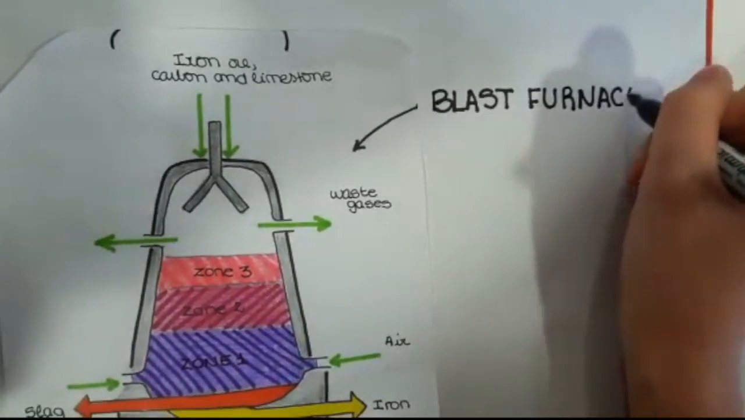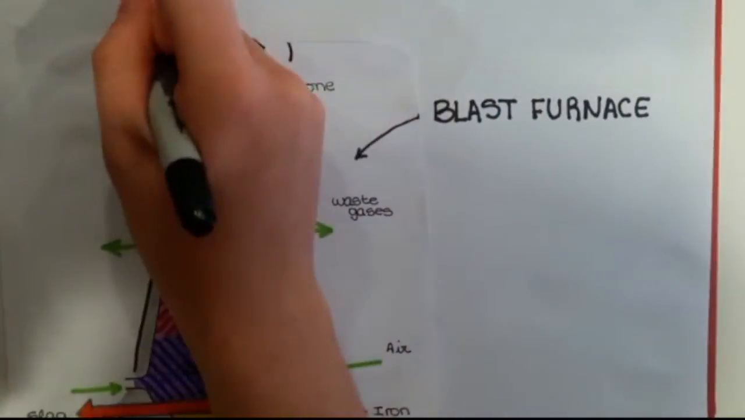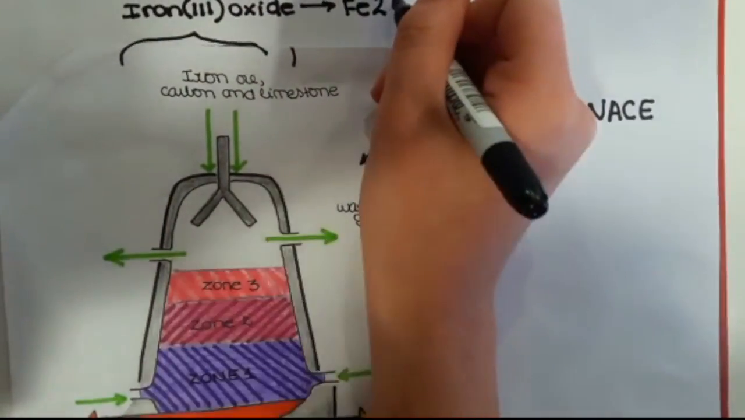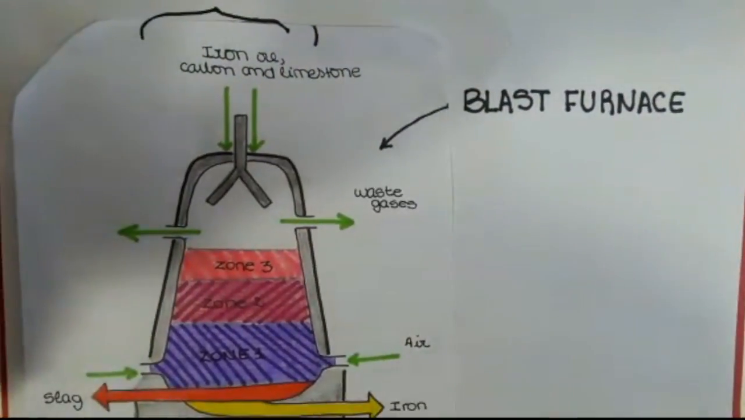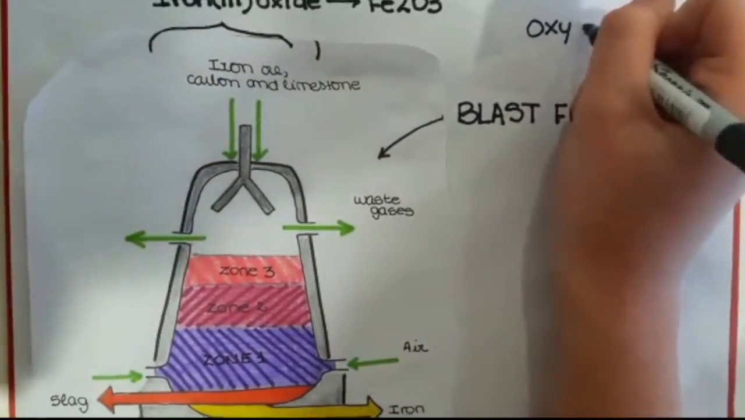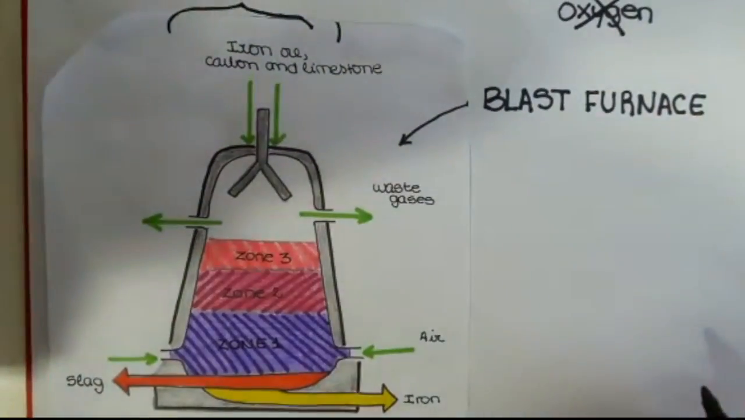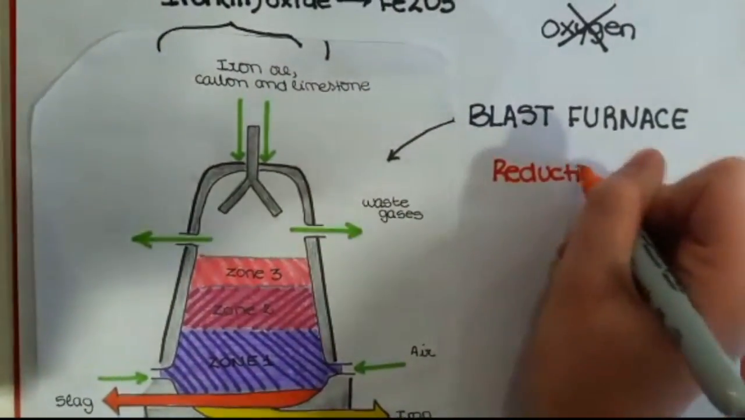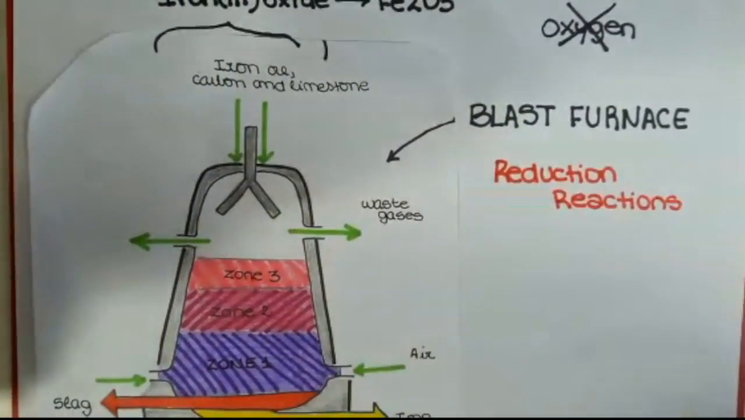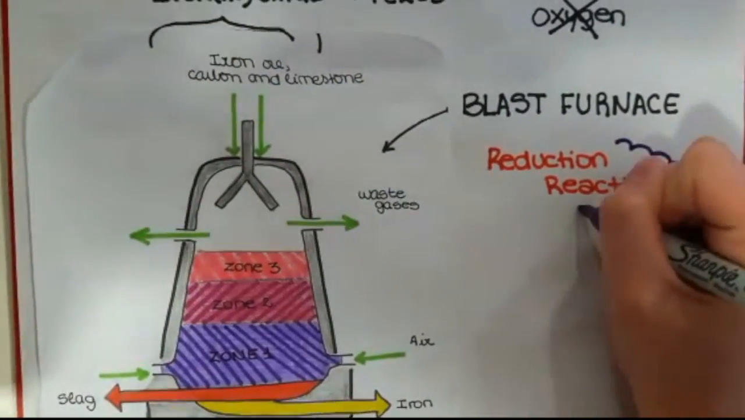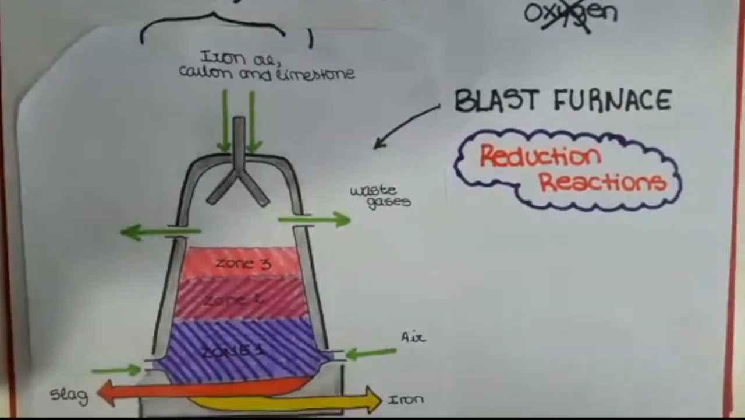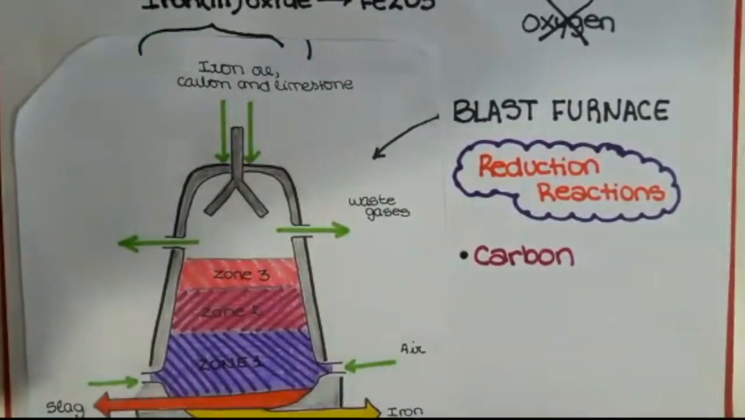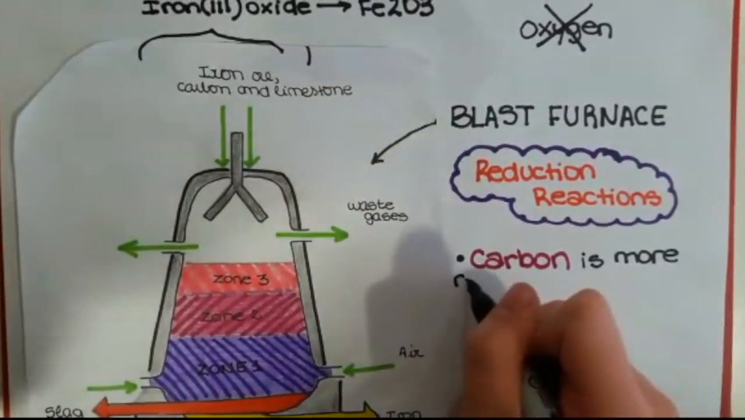In order for iron to be extracted from iron ore, we have to use a huge container called a blast furnace. Iron ore contains iron(III) oxide. The oxygen must be removed from the iron(III) oxide in order to leave the iron behind. Reactions in which oxygen is removed are called reduction reactions. Carbon is more reactive than iron, so it displaces it, leaving carbon dioxide.